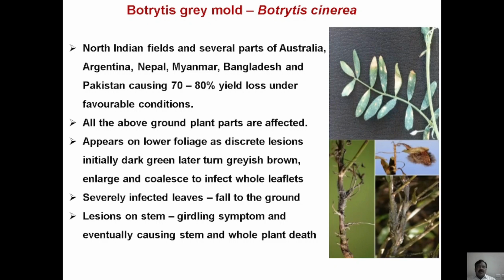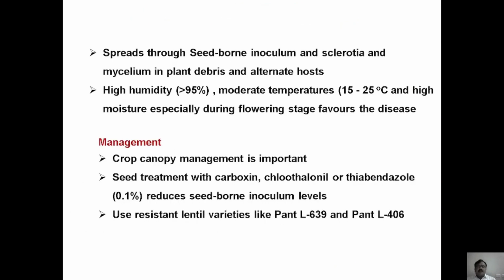Girdling means literally encircling. So the lesion encircles the stem portion and causes complete rotting. Eventually the parts of the plant above the point of infection may get completely dried off, ultimately resulting in the death of the plants. And it spreads mainly through the seed-borne inoculum.